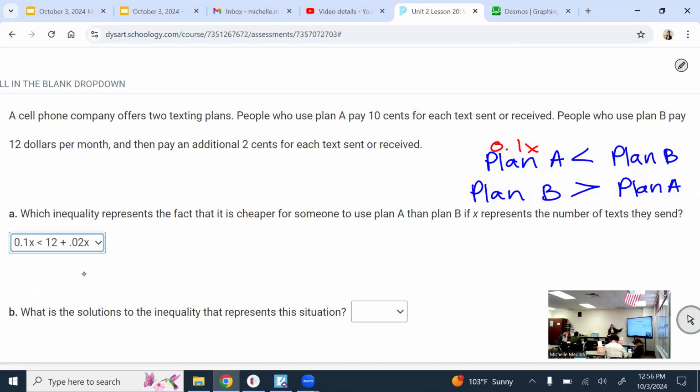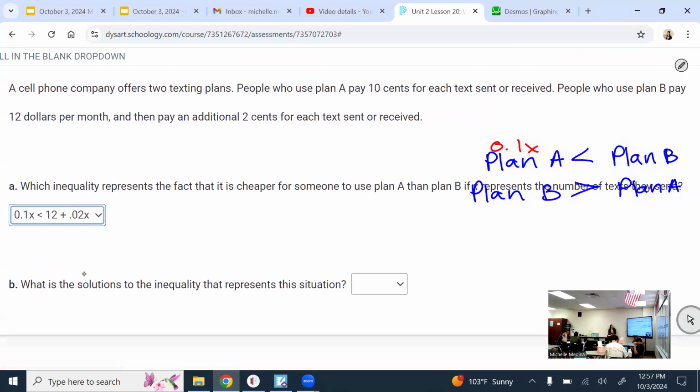We can do plan A, we can do plan B. If we want plan A to be cheaper, then it has to be less than the other. Okay. Then it says, what is the solution to the inequality? So here's the correct inequality we determined. We're going to solve it now. So 0.1x less than 12 plus 0.02x, which, yeah, that makes sense.